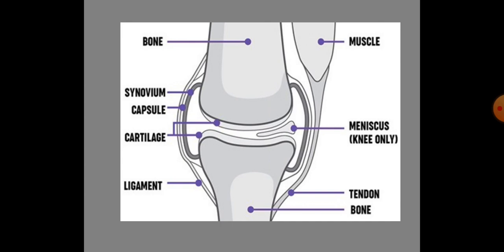Okay. Now let's see the cartilage. You can see that cartilage covers the lower bone and the upper bone. This helps to prevent friction between the bones. Now let's move on.